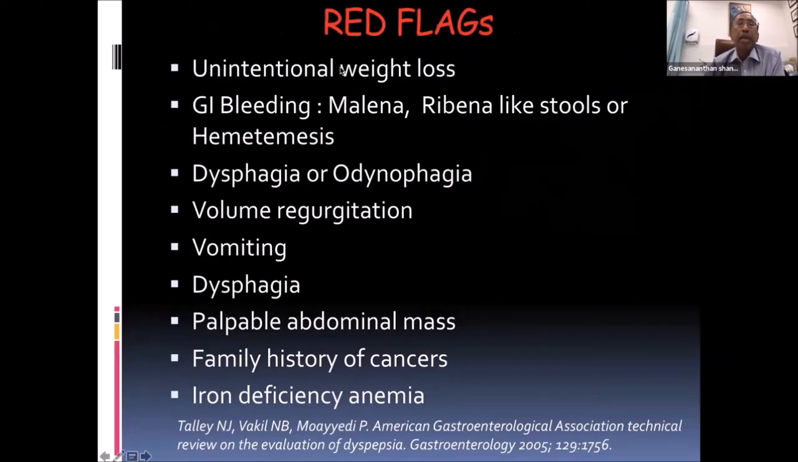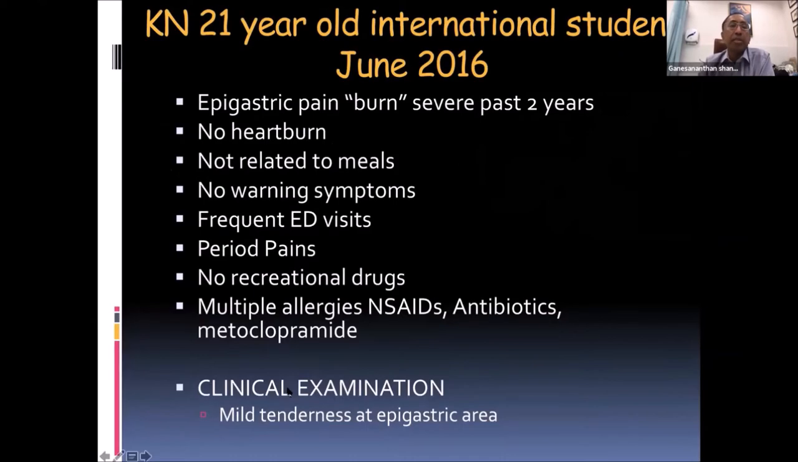Now, again, we talk about red flags. The important thing about red flags is to look for unintentional weight loss, GI bleeding like melena, Ribena-like stools, or hematemesis, dysphagia, volume regurgitation, vomiting, palpable abdominal masses, family history of cancers, iron deficiency anemia. You investigate the patient straight away.